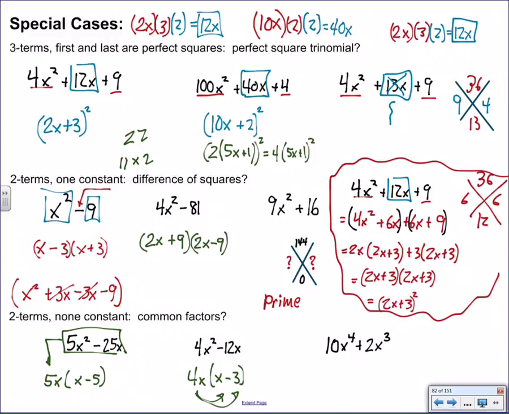And last but not least, we'll take out a 2x from the last expression, 2x cubed, I think, and that's going to leave me with a 5x plus 1, because 2x cubed was taken out. There's a 1 for a placeholder. 2x cubed divided by 2x cubed is 1.